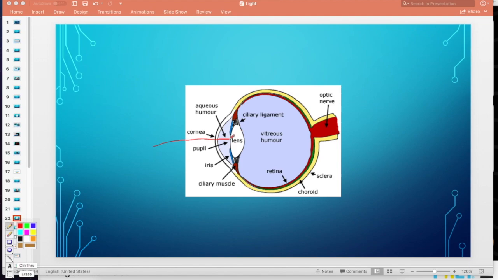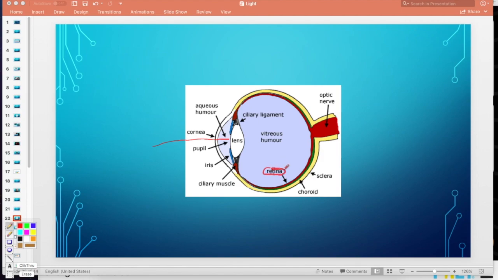And then right behind the pupil is a lens. The lens is a piece of hard, clear protein. And just like any other lens, what it does is it actually bends, it refracts the light waves so that they can focus on the back of the eye. The back of the eye, the retina, that is where the information gets transduced.